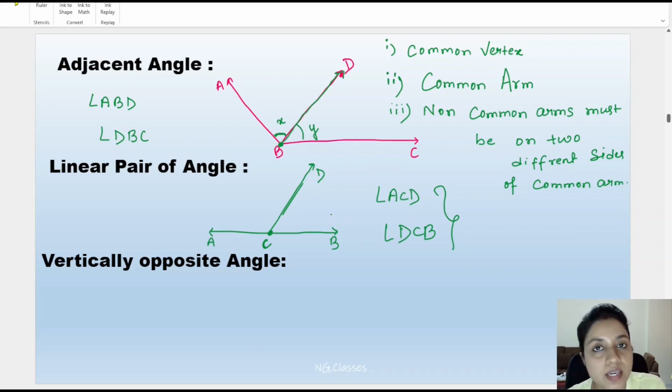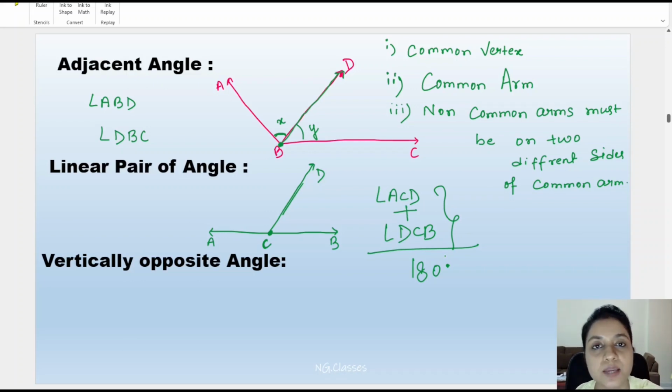and we can see here that the two non-common arms are lying on two different sides of the common arm, right? Here we can also see that the sum of both the angles, that is angle ACD and angle DCB, will be 180 degree. So we can also say if the non-common arms are making a straight line, then we will get a linear pair of angles. Alright, let's move to the last one.